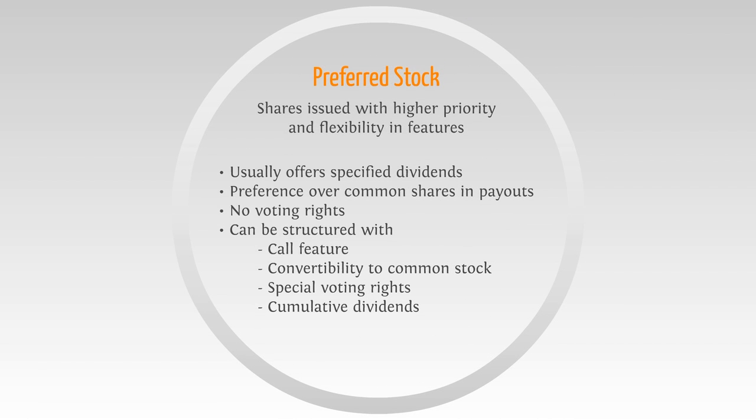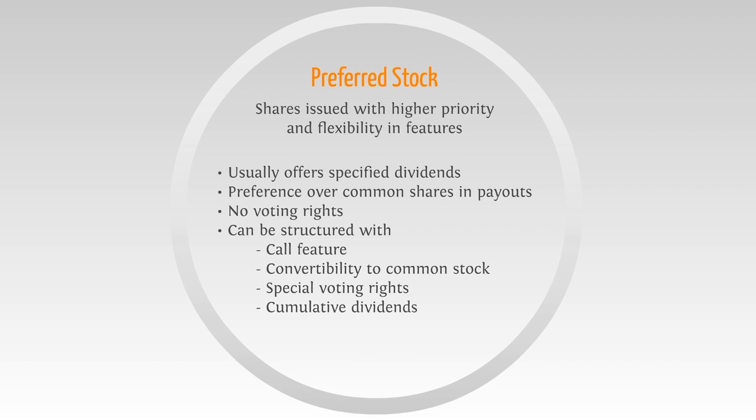Preferred shareholders have higher priority than common shareholders in terms of liquidity and dividend payouts, but they typically don't have any voting rights. And they can be flexible in terms of their structure. And we'll take a look at some of these features later on.